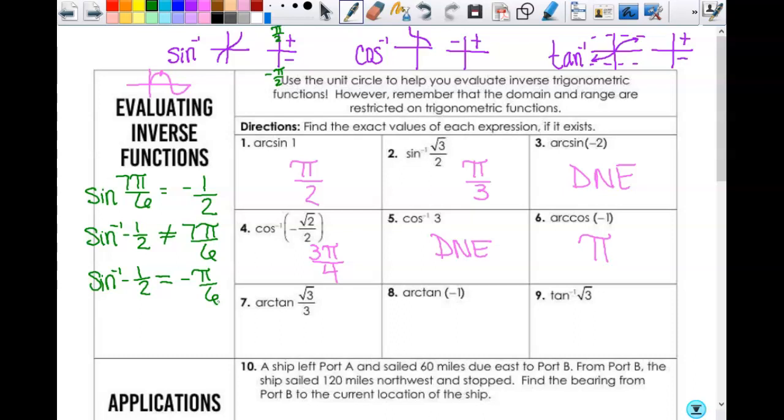We good with that? Okay, so yes, there are other angles, but you have to know what your limitations are. From here, I only get to go from 0 to pi. On here, I only get to go from -pi/2 to pi/2. That is it. Those are the only acceptable answers.